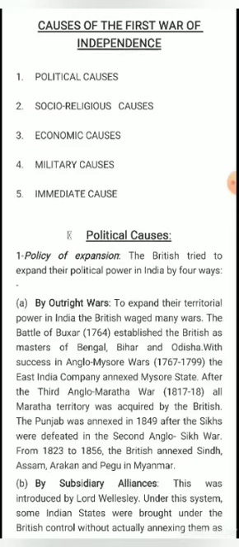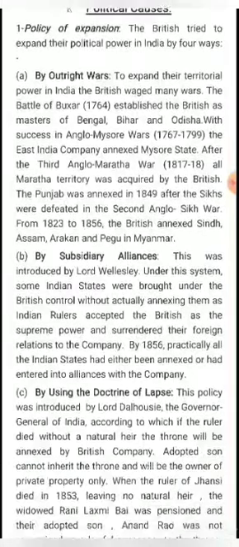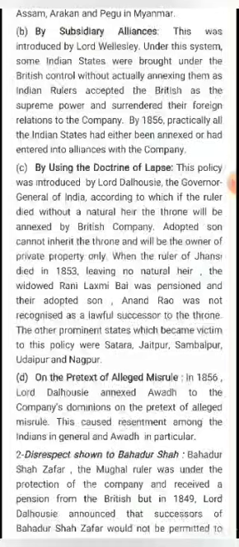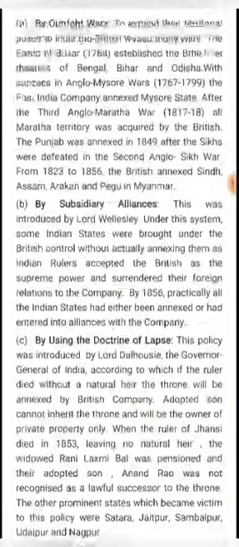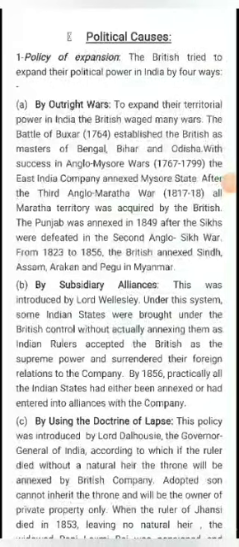The British tried to expand their political powers in India by four ways, that is, by outright wars, by subsidiary alliances, by using the doctrine of lapse, and on the pretext of alleged misrule. First, by outright wars. To expand their territorial power in India, the British waged many wars.